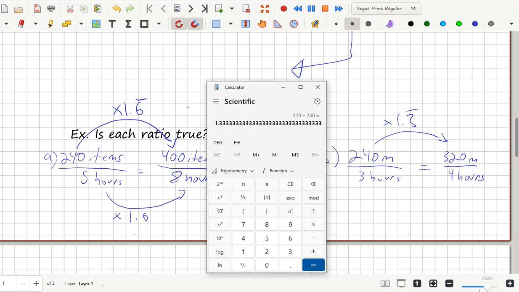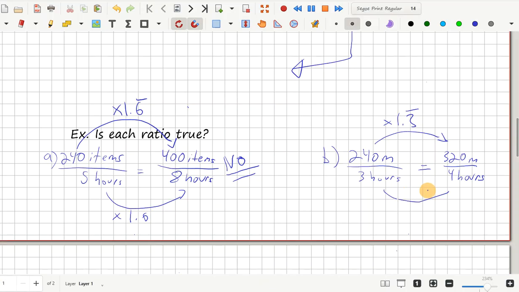Now let's see if the bottom is the same. So I take 4 divided by 3, and I get, oh good, 1.3 repeating. So the same amount. So yes, that one is true. So with these ones, when it's asking you, is this ratio true? Divide the top, divide the bottom, try to figure out if it's by the same amount.